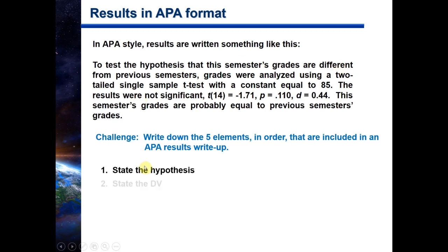So after you do that, state the DV. Sometimes the DV can be more complicated and you have to give more explanation. But grades are grades. I don't think that's too difficult to understand. So we just said grades were analyzed. The third component is to name the test. So the grades were analyzed using a two-tailed single sample t-test. Those are the specifics of the test along with the constant, so the constant equal to 85.